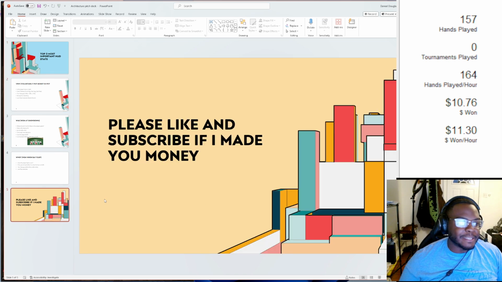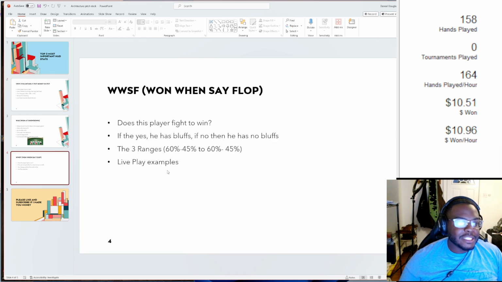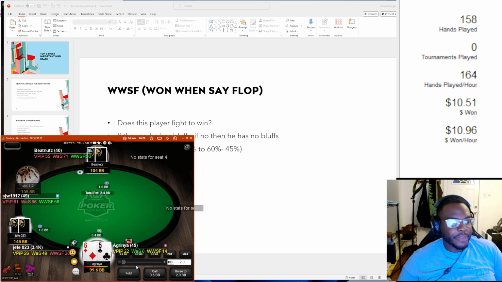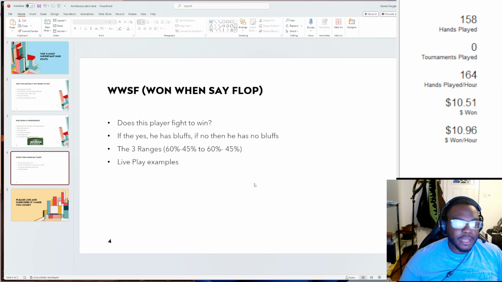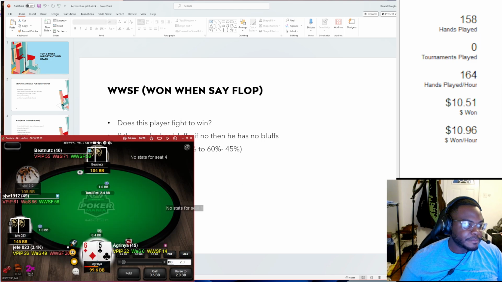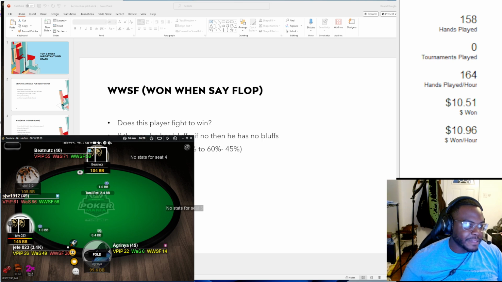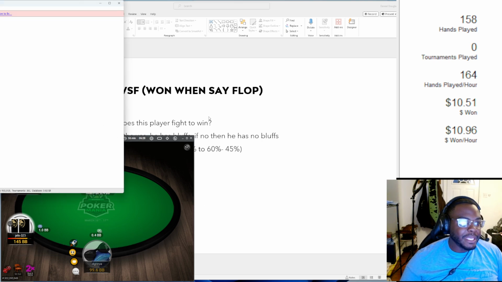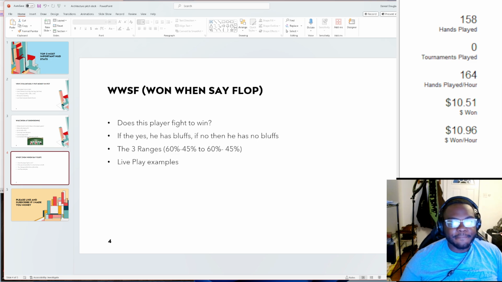this helps me answer a simple question, which is, does this player fight to win? Like, is this player playing to win? Okay? When a player has a won when saw flop, it's exactly what it means, how often they win when they see a flop. It means that they are fighting when they see a flop. When they range and they put money in the middle, they are fighting. That means they have bluffs, they have value hands, they have everything in between. And that is a player I can play with.